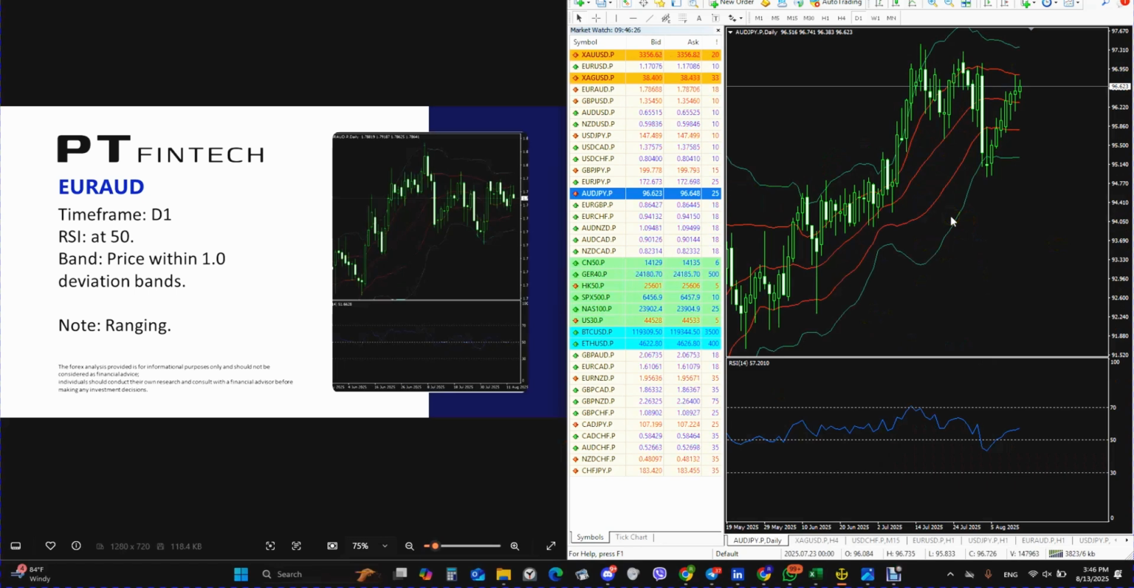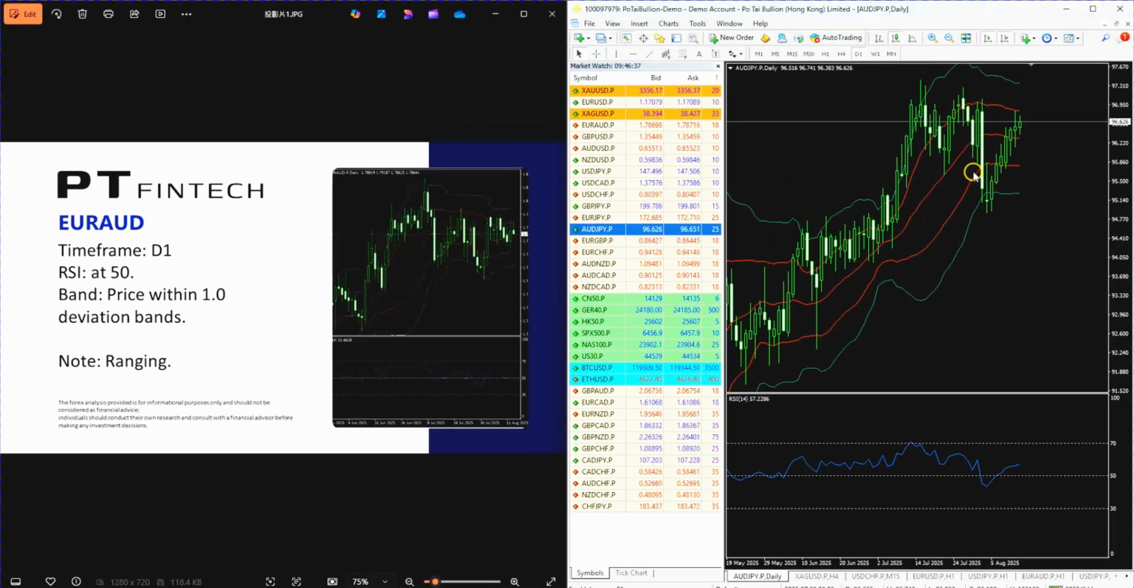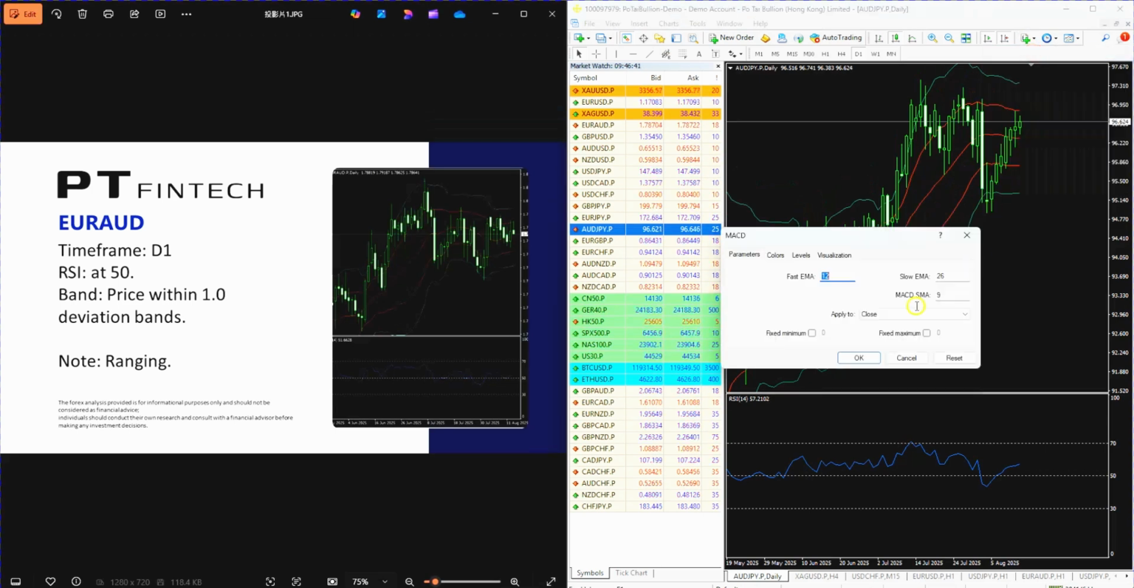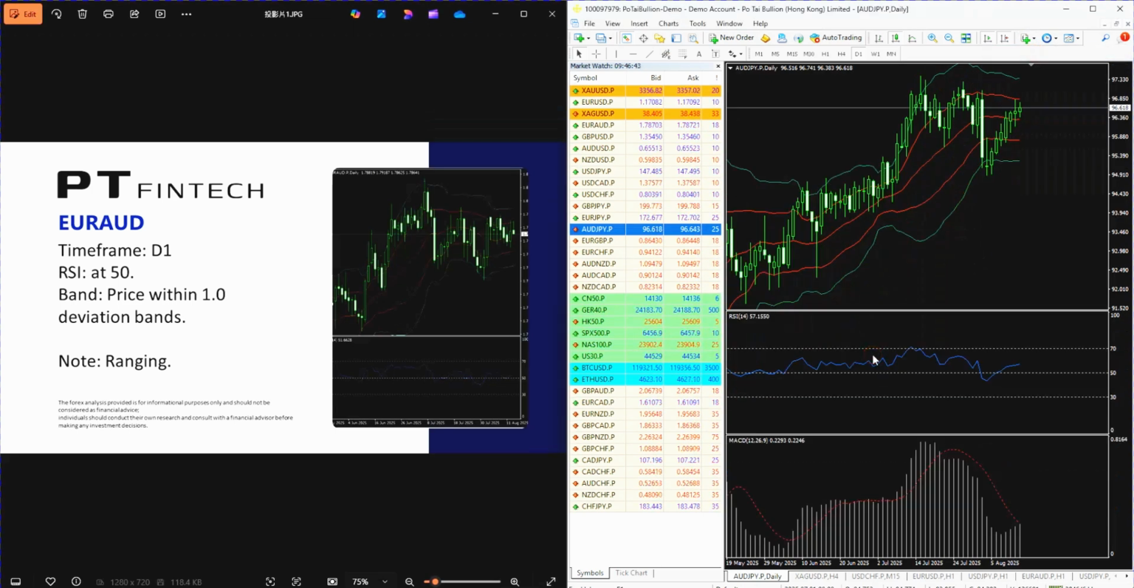So before we get started, quick reminder, the indicators used by the free PTips that PT Fintech shown here is the RSI and then two different Bollinger bands together. Now, I personally like to add the MACD as well, just because with the MACD, I can have a clear picture of the trend, and also, I can see the potential momentum.